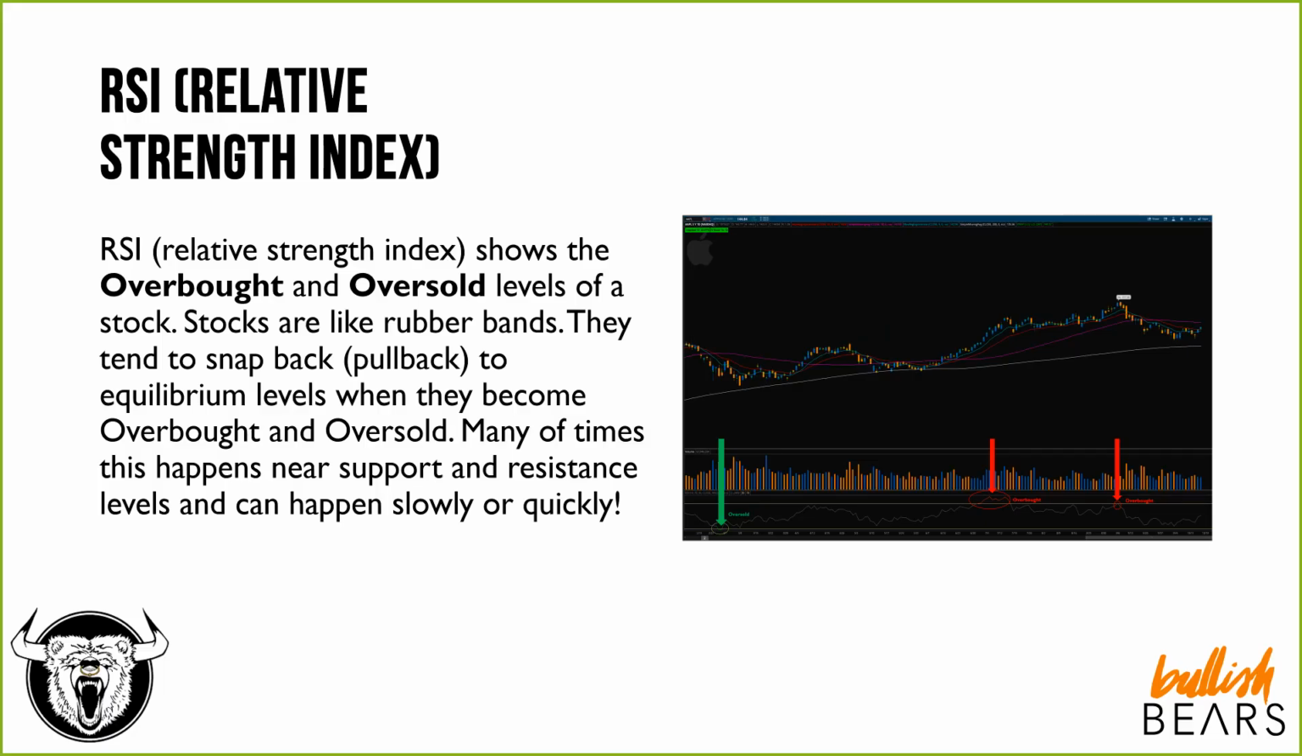RSI, Relative Strength Index, shows the overbought and oversold levels of a stock. Again, stocks are like rubber bands. They tend to snap back or pull back to those equilibrium levels when they become overbought or oversold. Many times this happens near support and resistance levels, and it can happen slowly or it can happen quickly, right?